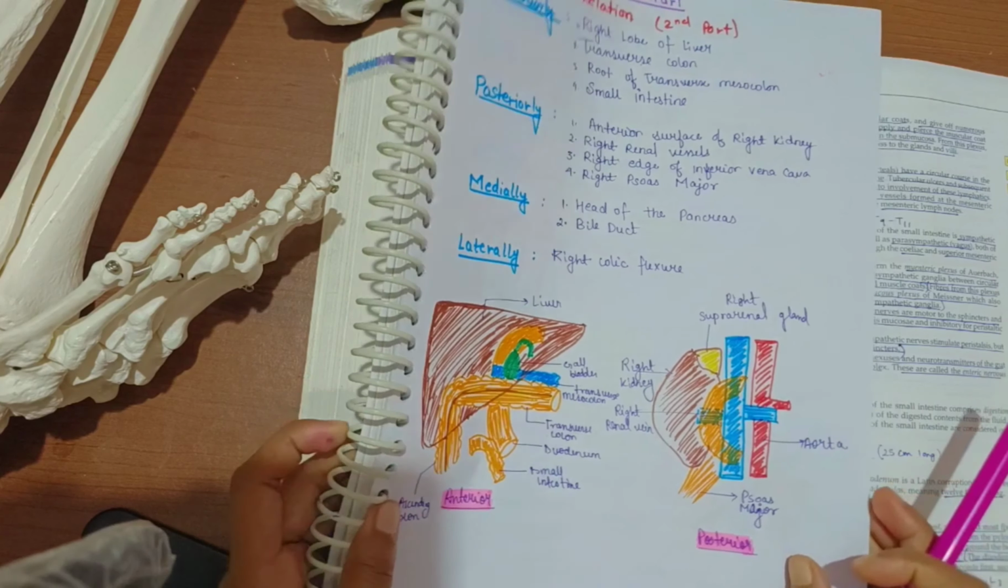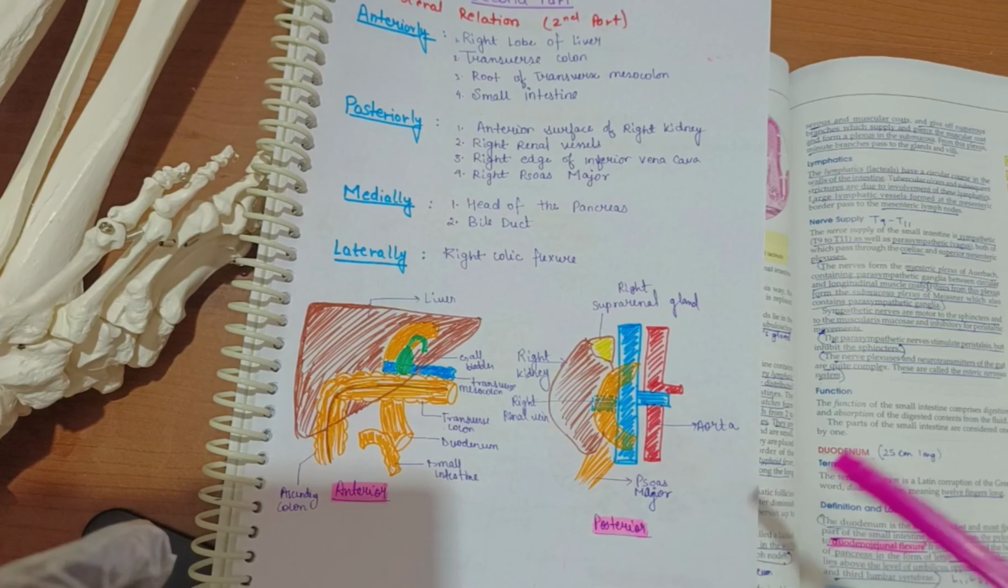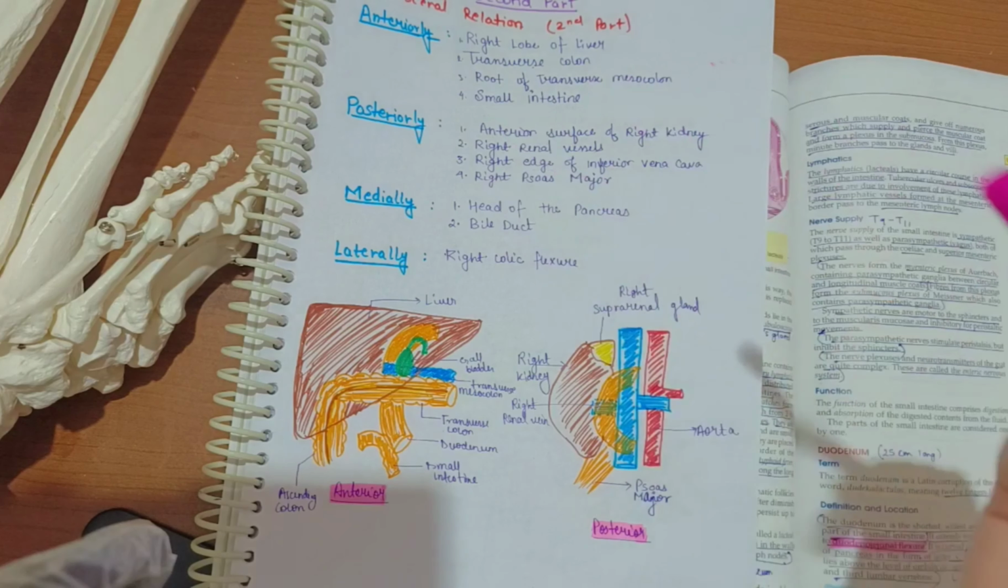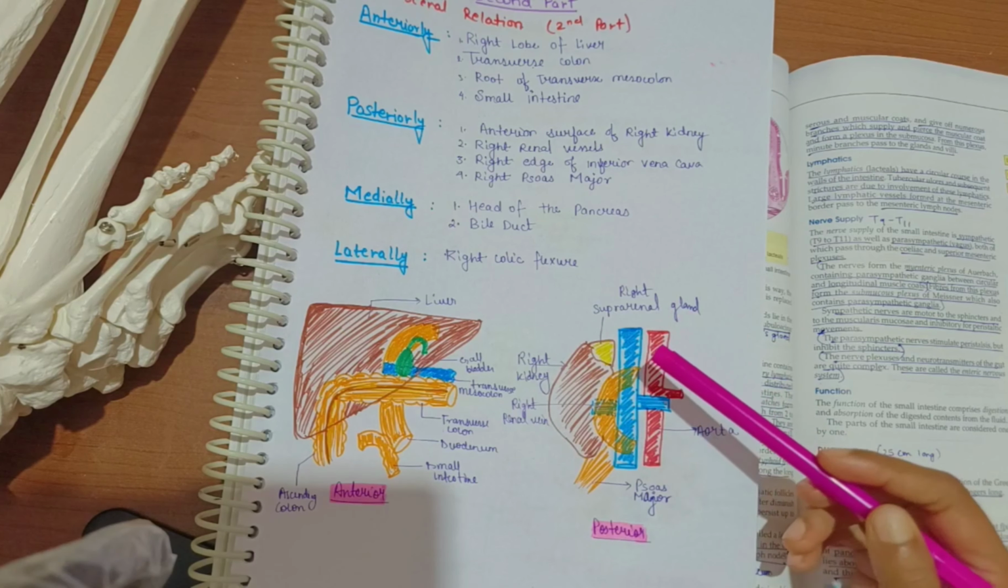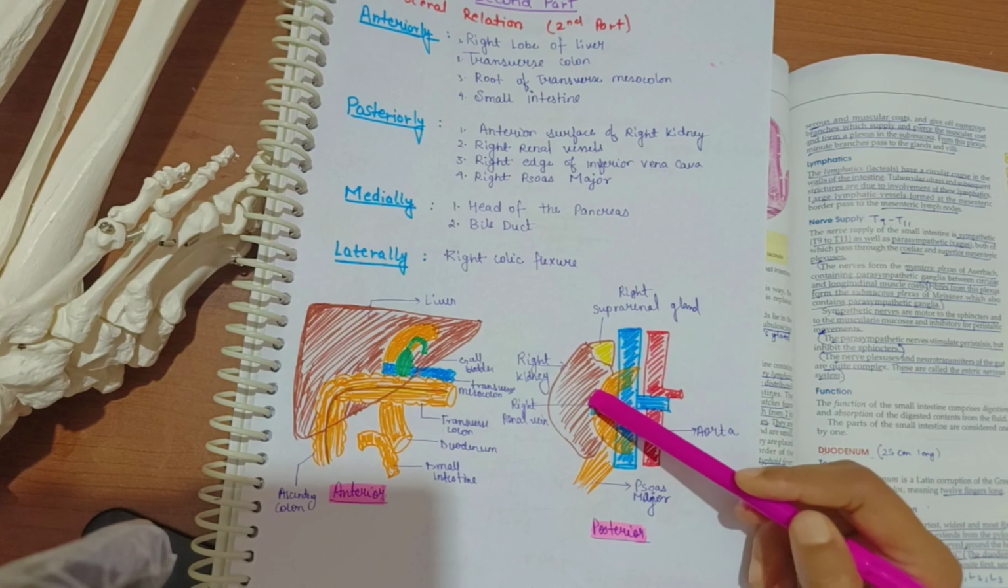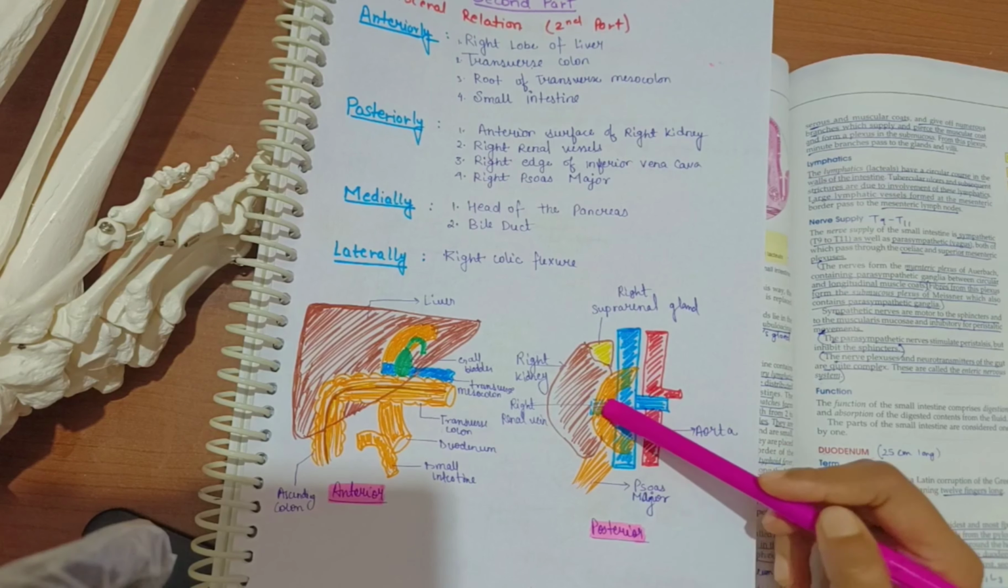Posteriorly, you can see the posterior relation. This is the second part of the duodenum, and the second part is posteriorly covered by the anterior surface of the right kidney. This is the right kidney. This is the anterior surface of the right kidney. Then the right renal vessels. This is the right renal vessel, which is going into the right kidney. So right renal vessels.